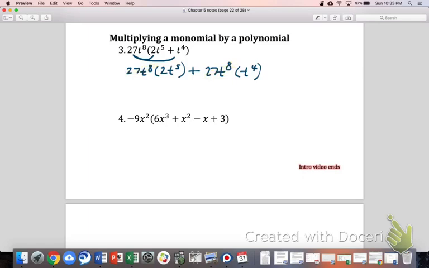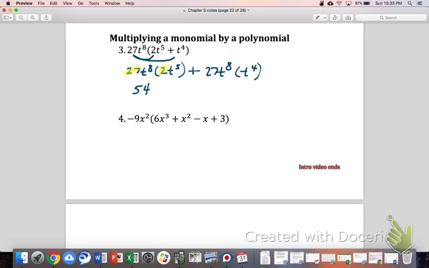All right, so once I've done this, to simplify, I need to essentially do what I just did. I'm going to multiply each of the monomials within each term out. So I'm going to focus on my numerical bases first. 27 and 2 are numerical bases. 27 times 2 is just 54.